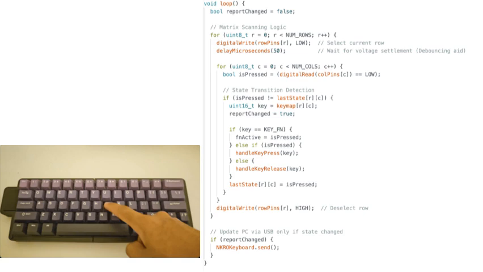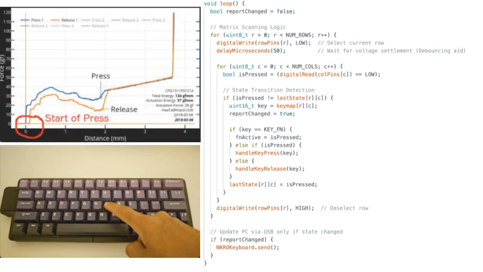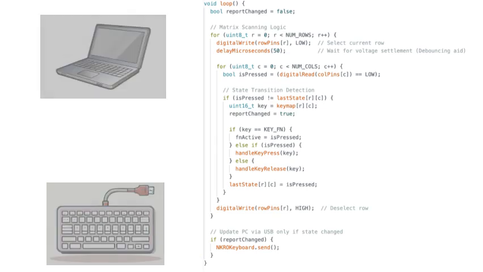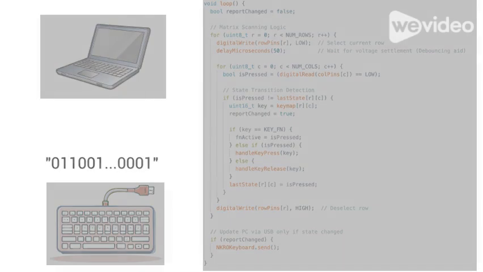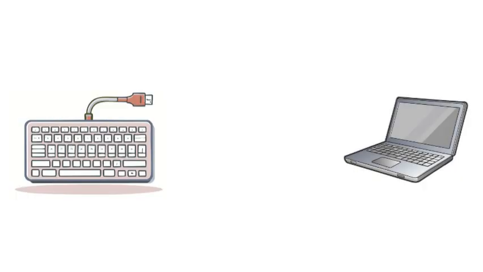A nested loop constantly scans the grid, but doesn't immediately take the signal it receives. Instead, because switches vibrate when pressed, the firmware implements software debouncing before sending an instruction. This process involves comparing the current scan of the matrix against a last state array, which is the stored memory of the previous scan, and then waits for a small settlement period. Only once the signal is confirmed to be stable does the firmware then convert it into a digital instruction to be sent.